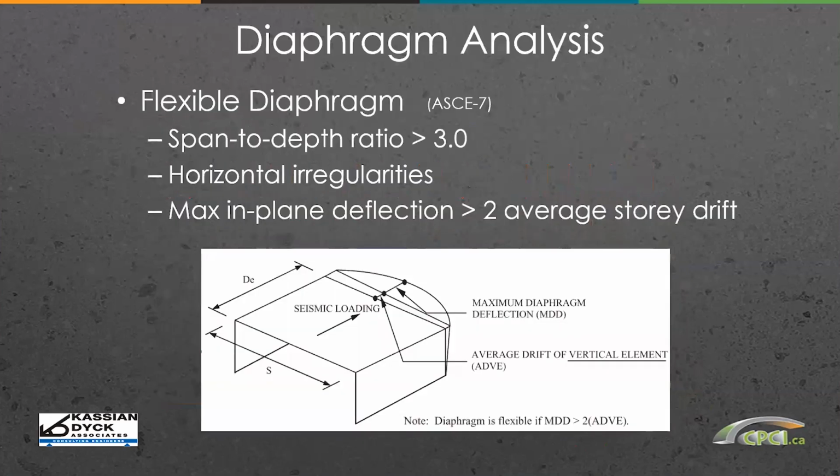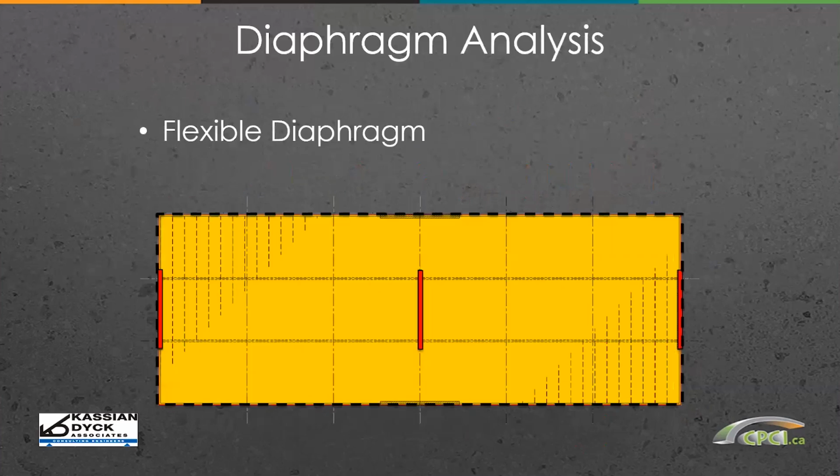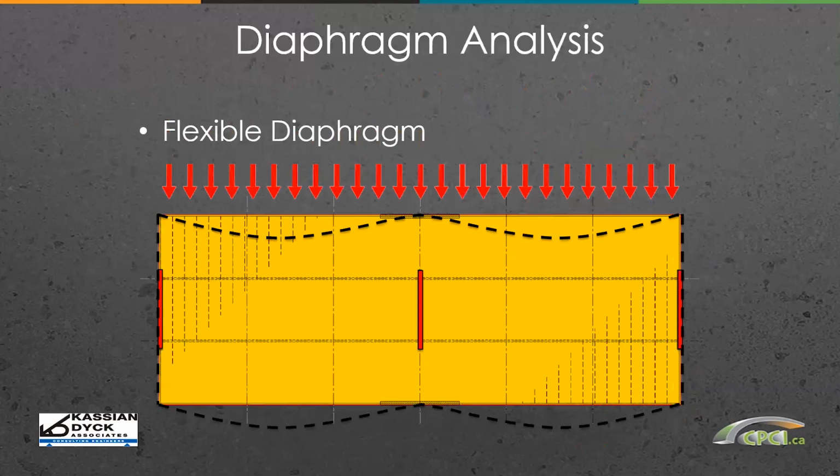So with a flexible diaphragm, ASCE 7 indicates the span to depth ratio would be greater than 3. It would potentially have horizontal irregularities, and also the in-plane deflection between the shear walls would be more than twice the average story drift. So those guidelines are provided in ASCE 7. So for that type of flexible diaphragm behavior, now instead of being a rigid plate that's moving, we're applying our lateral load and we're getting bending and flexure more like a two-span continuous beam.